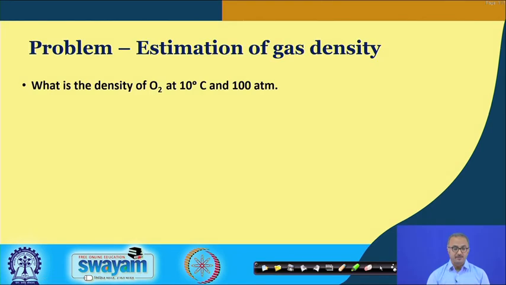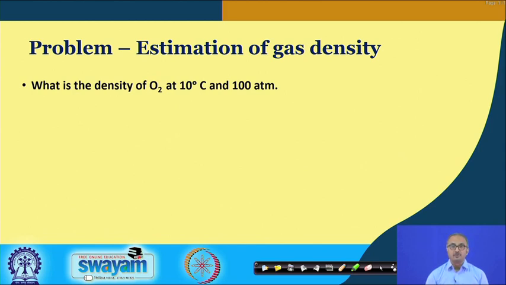Next, we shall take another problem. Here we are going to estimate the density of oxygen again, but now at some different temperature and pressure. Now you see the temperature has been reduced to 10 degrees centigrade, but it is still above the critical temperature of oxygen, and this pressure is much above the critical pressure of oxygen. So we expect a bit of non-ideality, and let us see how this non-ideality can be taken into account.